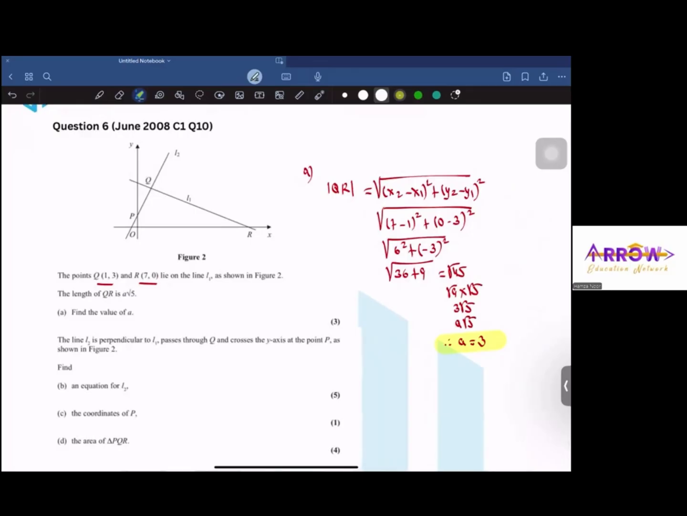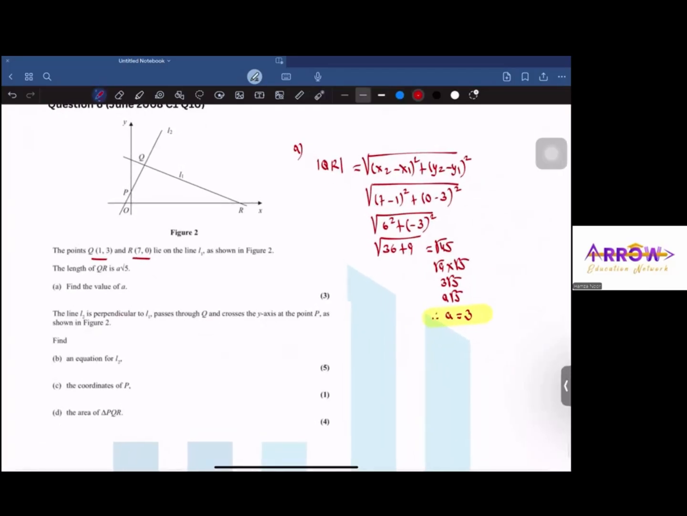This was part A. Then the information given to you is that the line L2 is perpendicular to L1, and passes through Q and crosses the y-axis at the point P, as shown in figure 2. Find an equation for L2. First of all, we are going to find the gradient of the line L1, which is the line QR. In order to find the gradient of line L1, you can use the coordinates Q and R. So y2 minus y1 divided by x2 minus x1. You don't need to mention the formula again and again. I'm just mentioning this for the sake of formality.